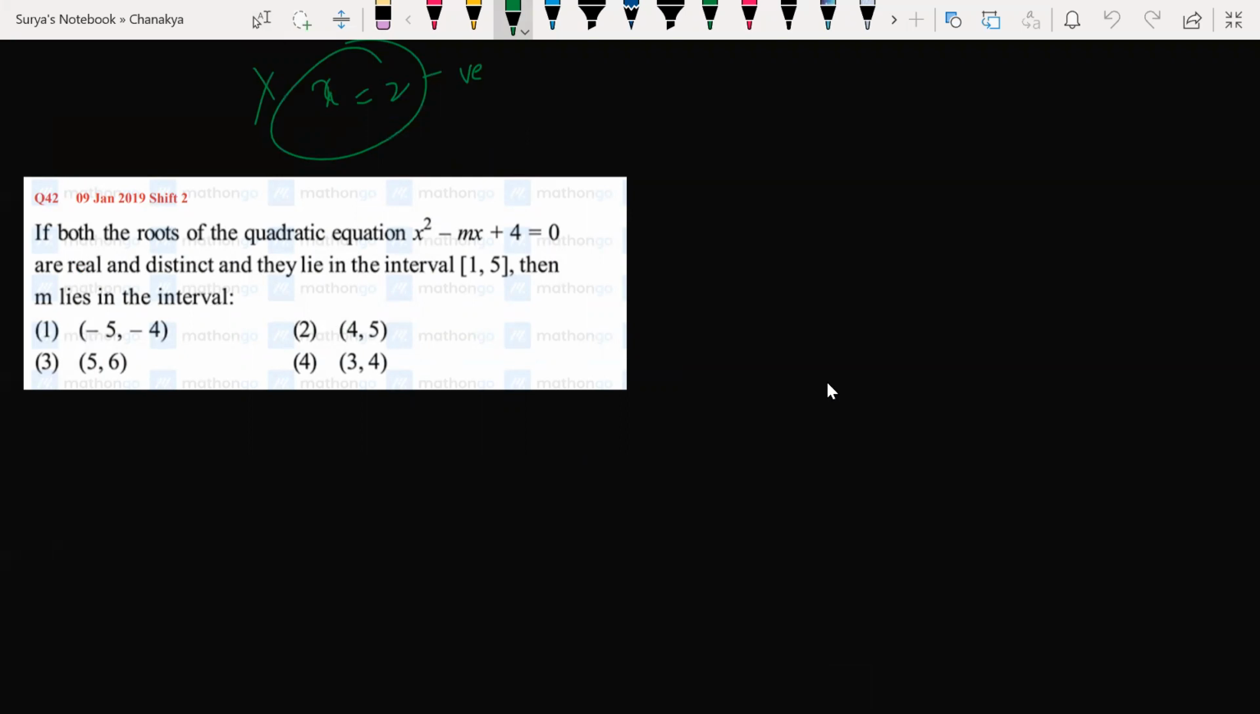See, a quadratic equation is given to you. Both the roots of the quadratic equation are real and distinct, and they lie in this interval. Then the m lies in which interval? That is the question. So let's try solving this.